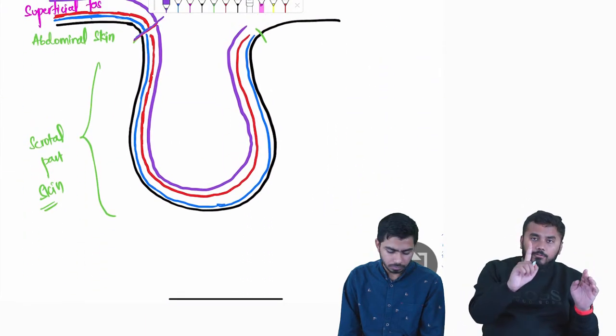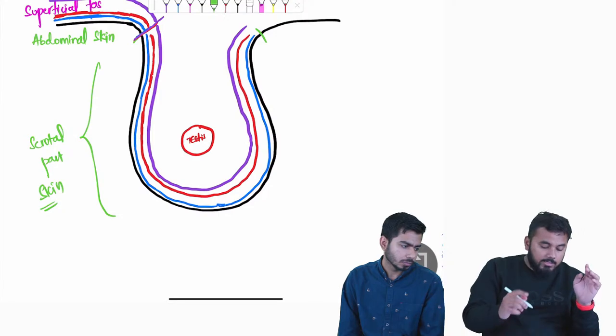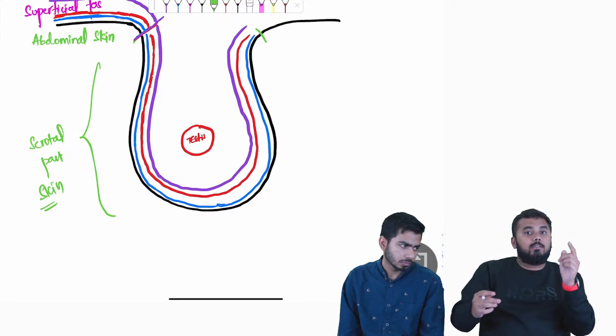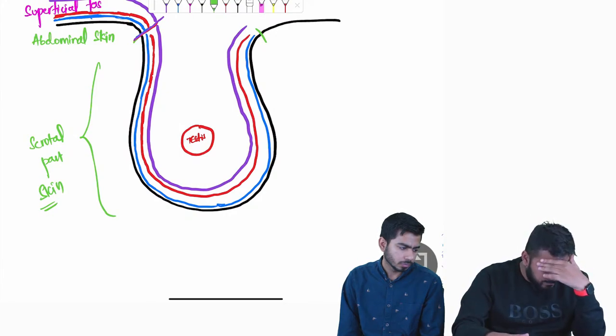And all of you know, in the center, we have got our testis. And as I explained, surrounding the testis, there was something. What is that called? Anyone?